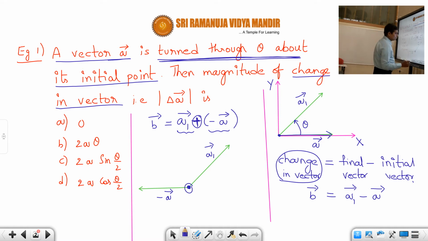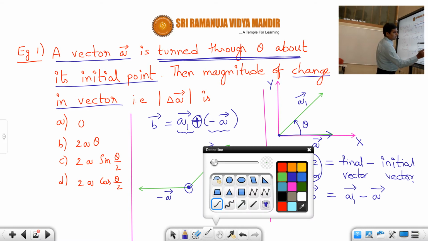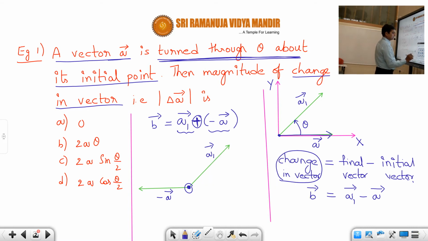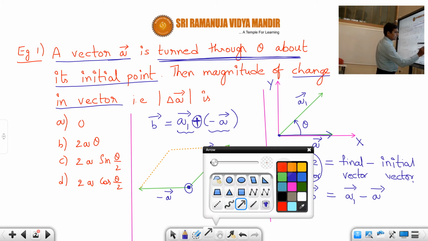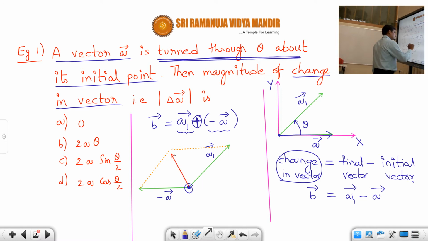Now the only thing is you just have to form one parallelogram, students, that's all. If you make one parallelogram, then directly we can calculate. Now if you make one parallelogram like this, okay students, and now the diagonal of this parallelogram is nothing but what is called the resultant, which is called B bar, students. Now we have to calculate the magnitude of this B bar.